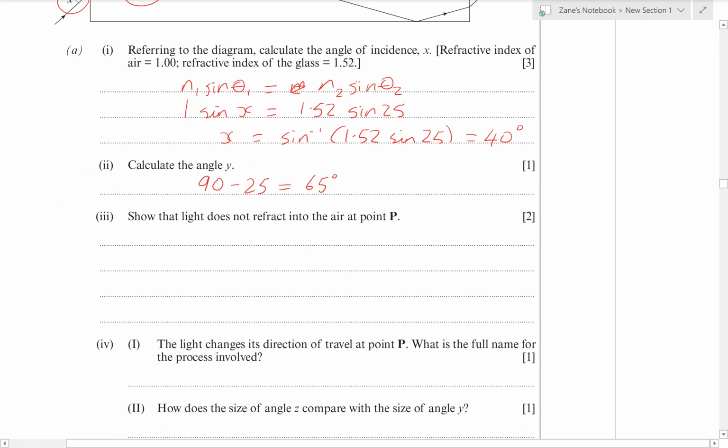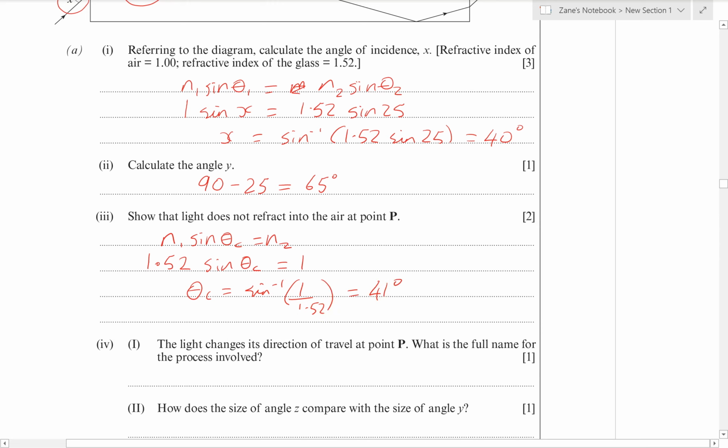Next, the question asks us to show that light doesn't refract into the air at point P. So in other words, we're looking to see whether or not total internal reflection is going to happen at P. What we're going to do first of all is apply the critical angle formula, n1 sin θc equals n2. The light starts in glass of refractive index 1.52. We're trying to calculate the size of θc, and the light is trying to escape into air of refractive index 1. So θc is sin⁻¹ of 1 over 1.52, which gives us about 41 degrees.